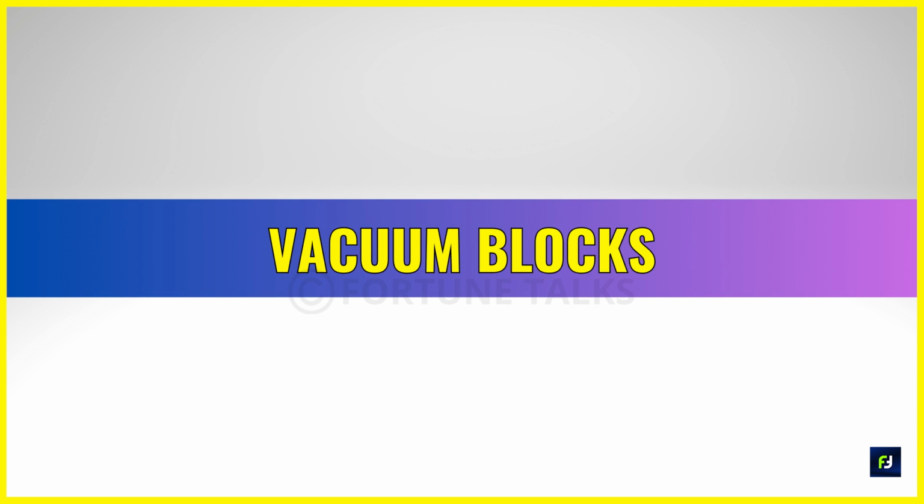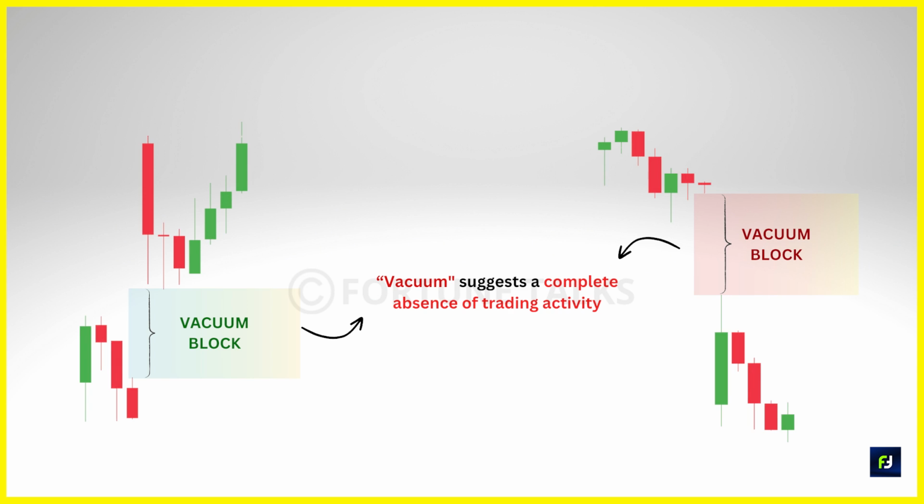Now let's move on to the second concept, which are vacuum blocks. As the word vacuum suggests, there is a complete absence of trading activity. By definition, it refers to a specific area on a price chart where rapid price movements have occurred, leaving a noticeable gap or vacuum in the market.